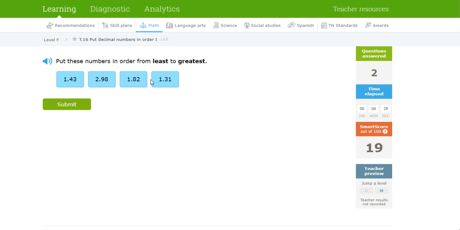Okay, and now it says least to greatest. It's going to be the same thing. I'm going to start with 1.13, then 1.43, then 1.82, and then 2.98. So I'm putting it from least to greatest, starting with the whole, comparing the whole numbers, and then I compared the tenths place. 3 is the least, and then 4, and then 8, and then I have the 2.98, which is the greatest.